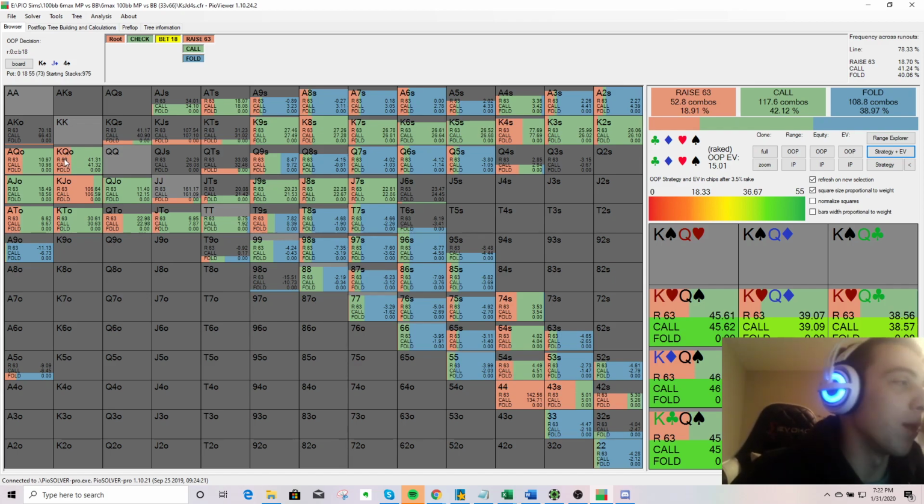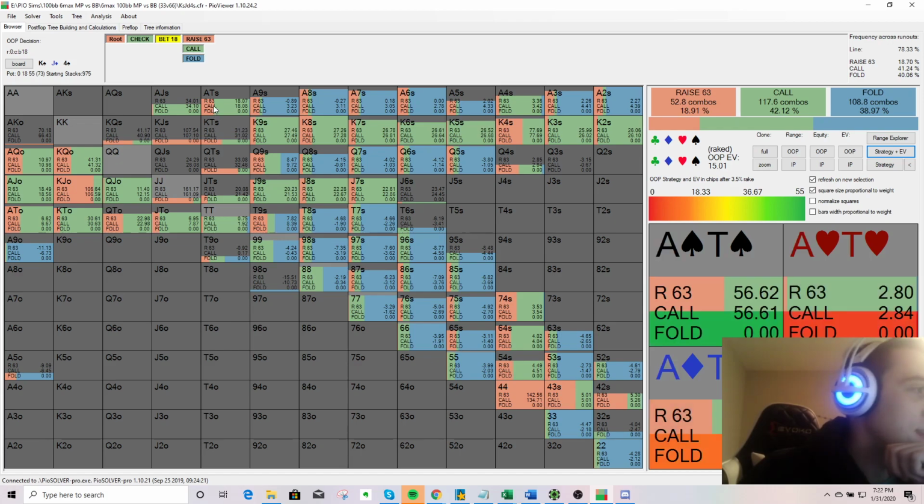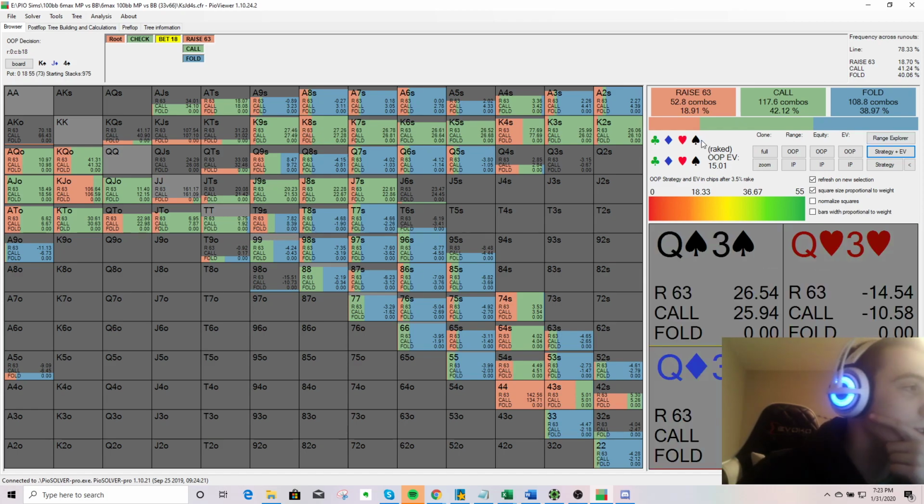This is another combo I missed in my prediction, so I actually did a pretty terrible job with predicting check raises. King 10 with the backdoor draws raising. Ace 10 combo draw is raising. Look at more of these combo draws.